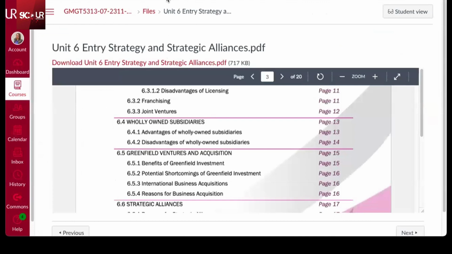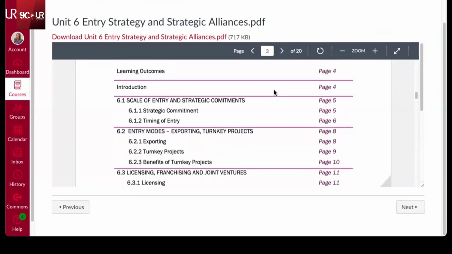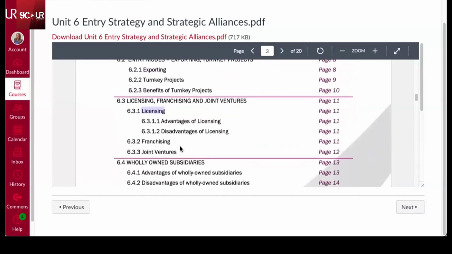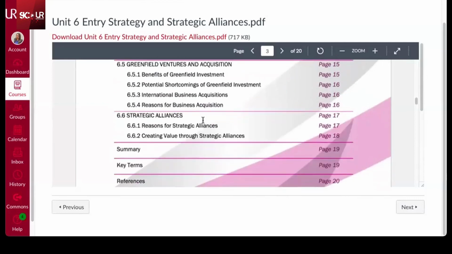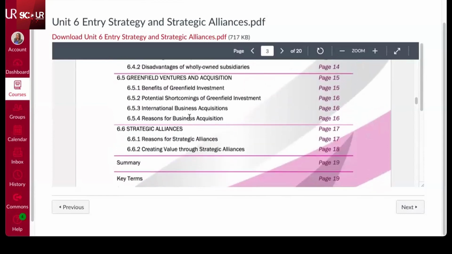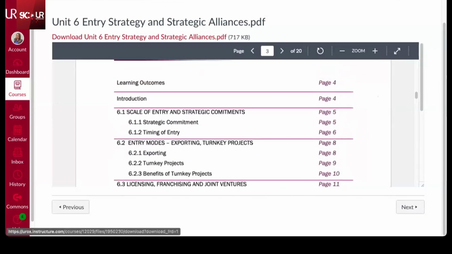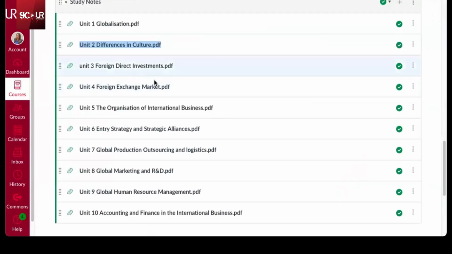Right, so let's take a look at the entry strategy. We have several entry modes, some of which are exporting, licensing, franchising, joint venture, wholly owned subsidiaries, and another is FDI, strategic alliance, acquisition, mergers and acquisitions, and also FDI, where you can find more notes over here.